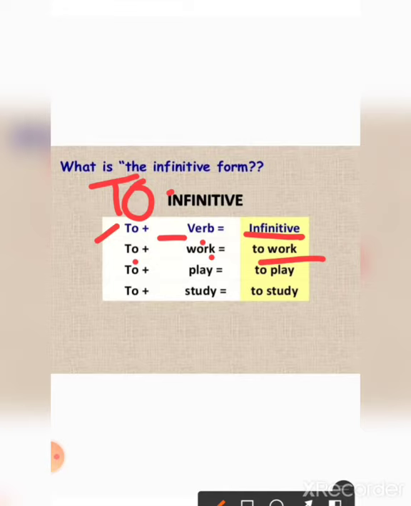To play. You cannot write to played, or to will play or to shall play. Rina likes to play. Here in this sentence Rina likes to play, after to I have given play, present tense of the verb.